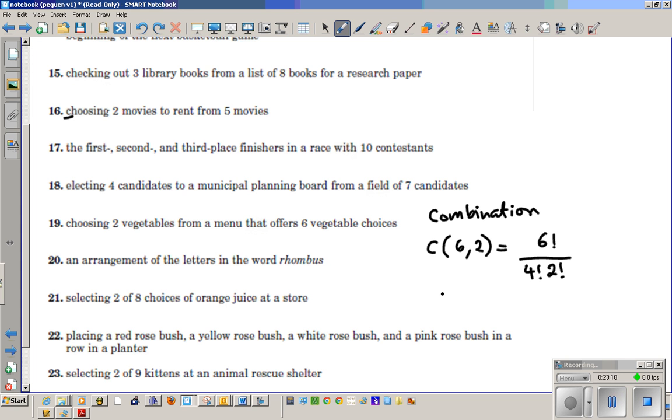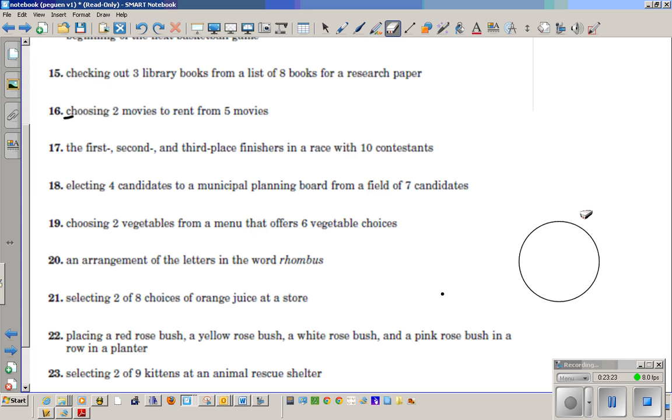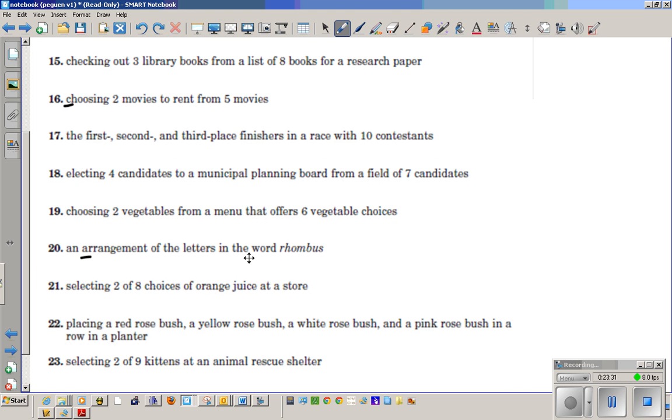Alright, number 20. The number of arrangements of the letters in the word rhombus. This is arrangement. What does arrangement tell you? Arrangement is permutation. That's what permutation means, arrangement, right? This is an arrangement problem. So you're going to use a formula. You're going to use the alphabetical permutation formula. This is permutation, the alphabetical kind of permutation, okay?